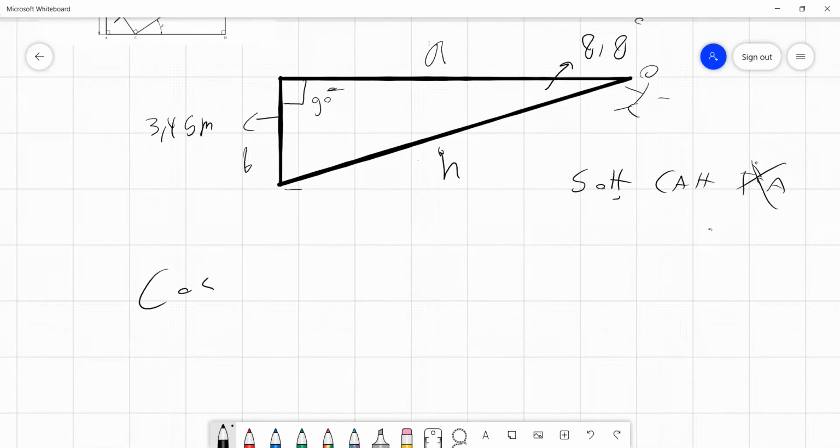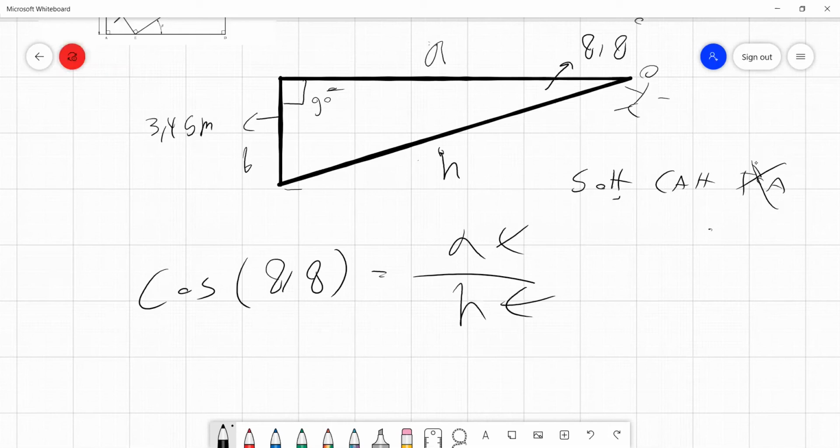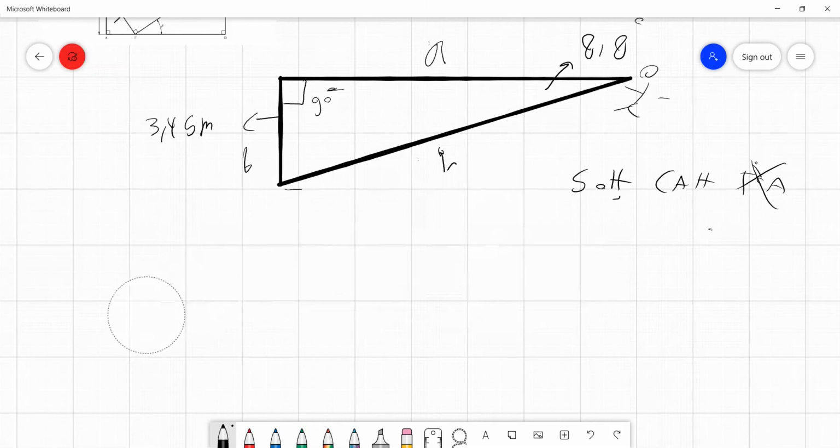So what about cos? Let's see. Cos 8.8. That will be adjacent over hypotenuse. Again, adjacent we don't know, hypotenuse we don't know. This is not useful at all. So sine is the only option for now. Of course, if you looked at it from this other angle's perspective, the story would have been completely different. But for the sake of practice, we're just looking from this angle's point of view.